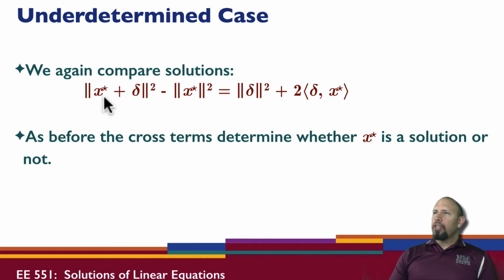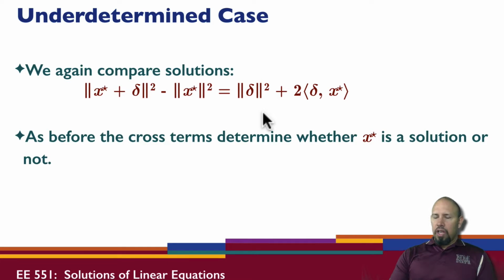So we again compare solutions. The norm squared of x star plus delta minus the norm squared of x star. We can go through and show that's equal to the norm of delta squared plus 2 times the inner product of delta with x star. So notice that we have this cross term, the inner product of delta with x star, and so as before, the cross terms determine whether x star is a solution or not.